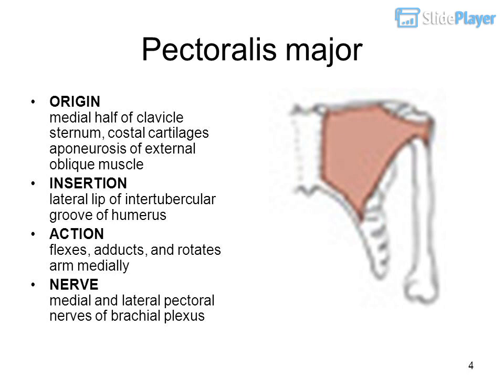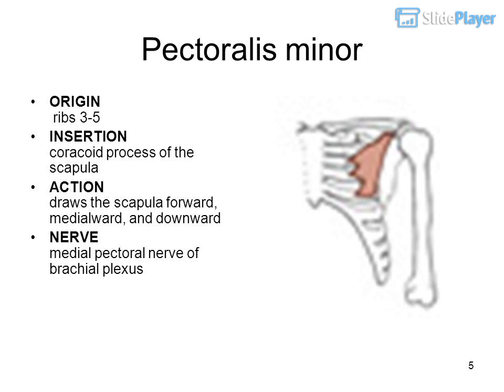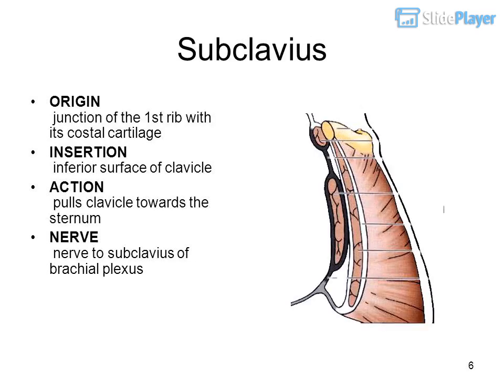Nerve: medial and lateral pectoral nerves of brachial plexus. Pectoralis minor. Origin: ribs 3 to 5. Insertion: coracoid process of the scapula. Action: draws the scapula forward, medialward, and downward. Nerve: medial pectoral nerve of brachial plexus.